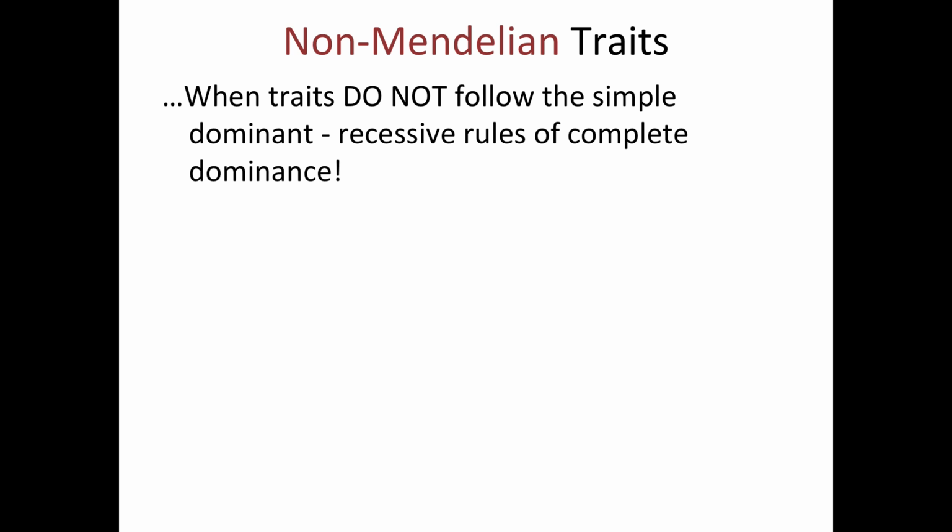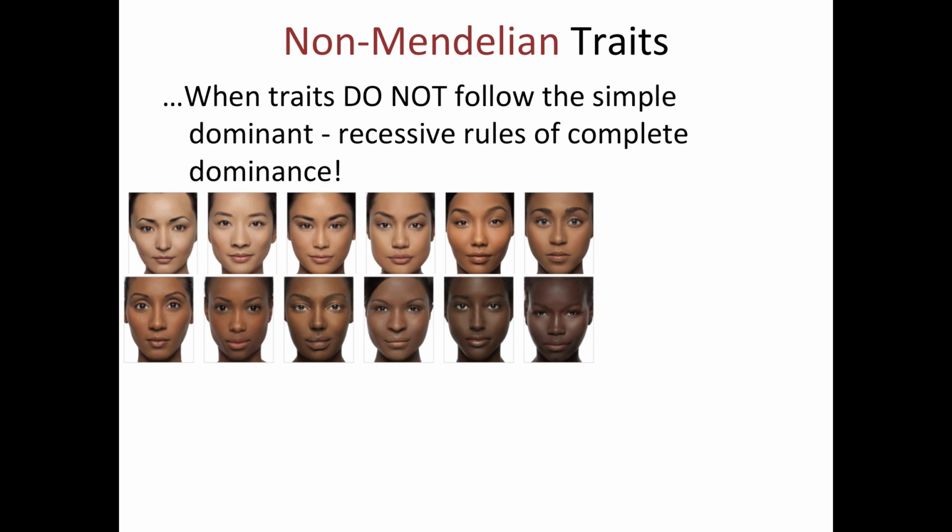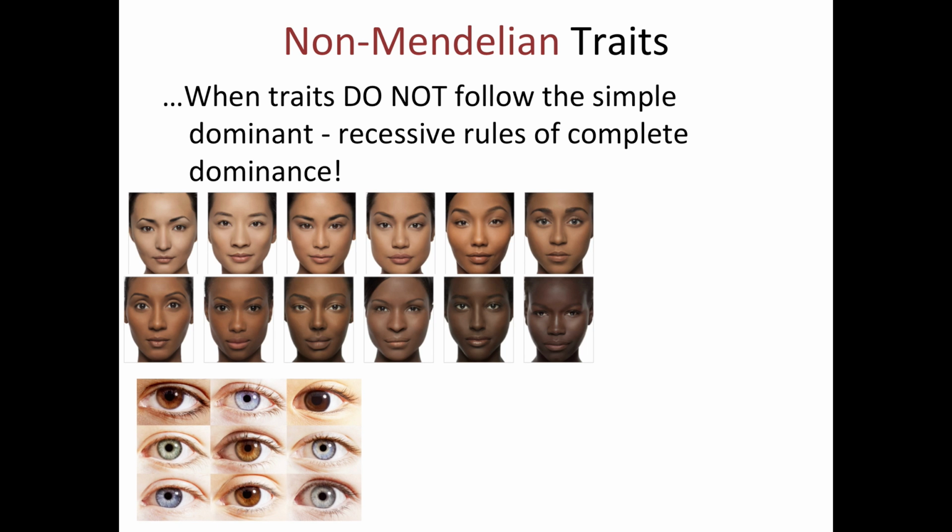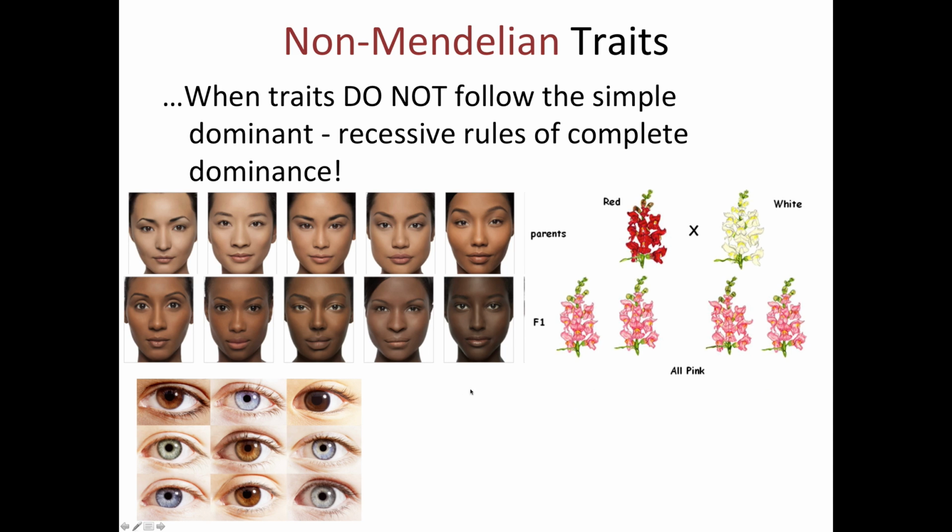Non-Mendelian traits. This is your genetic notes, day 2. Mendel discovered the basic rules of dominant and recessive, but not everything works with only 2 possible forms. We know that skin color comes in a whole variety of shades, so does eye color, and there's even some organisms where there's a blending effect that occurs. When a red and a white snapdragon mate, we end up with pink.